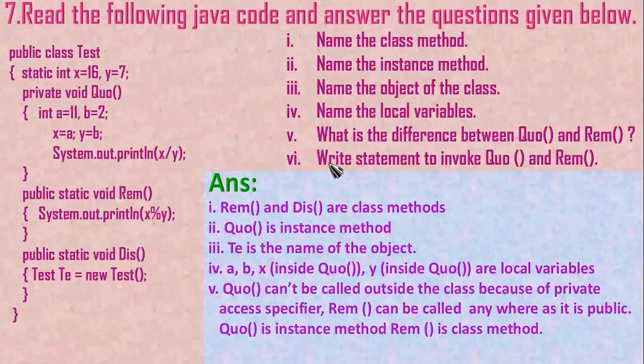Next one, write statement to invoke these two methods. So already object is there, so we can just write te dot, that is object name dot QUO of terminate, and same like that te dot rem of terminate. Let us see next question.